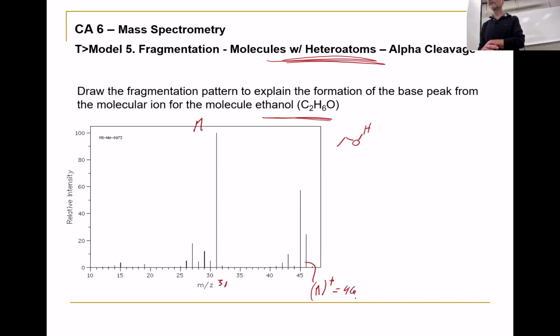So what kind of thing got lost? 46 down to 31. What particle got lost? This would be an M minus... yeah, M minus 15. Okay, good. So you're trying to explain that, M minus 15. And when you look at this really simple alcohol molecule, it's not hard to imagine a methyl group getting lost, but a little bit more explanation.